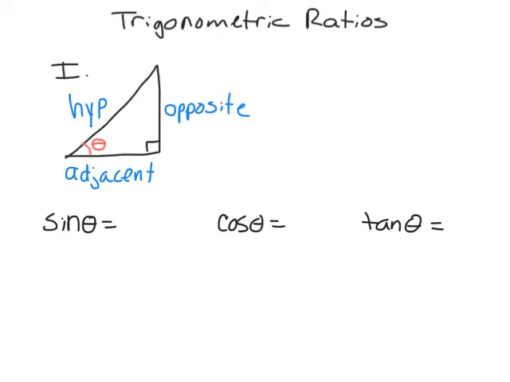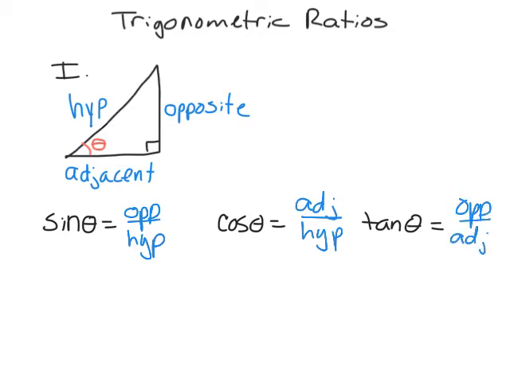The sine is defined as the opposite over hypotenuse. So we can shorten that, opposite over hypotenuse. The cosine is adjacent over hypotenuse. And the tangent is always opposite over adjacent. And again, for every angle measure, for every right triangle, depending on the angle measure, these ratios don't change.